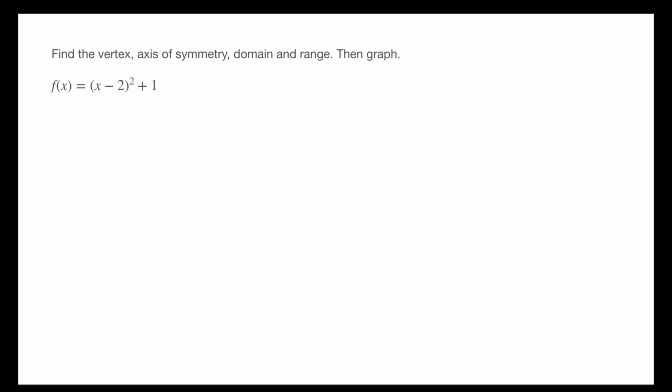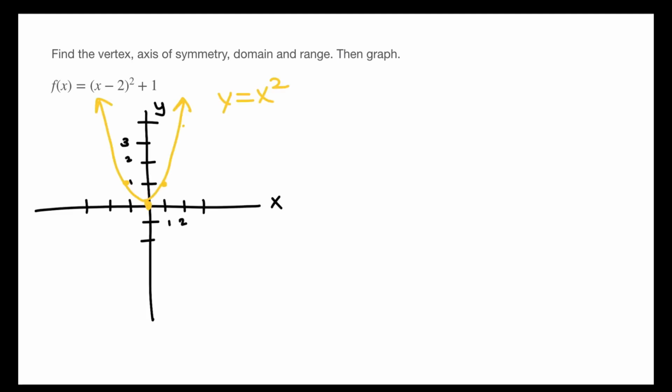All right, so let's take a look at some specific examples. Let's see if we can find the vertex, axis of symmetry, domain, range, and graph. We're given the function f of x equals (x minus 2) squared plus 1. So I'm actually going to do my graph first. Here's my parent function, y equals x squared. This minus 2 is inside the parentheses. That's going to shift the graph to the right 2.